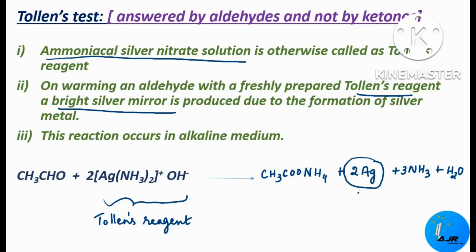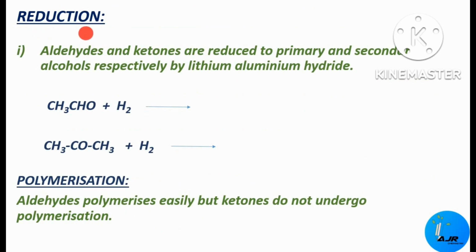See here, this ketone will not be undergoing this type of reaction. No reaction will be seen when a ketone is added to Tollen's reagent. Understood, students? The next test is by reduction. See, aldehydes and ketones both get reduced. Aldehydes and ketones are reduced to primary and secondary alcohols respectively by lithium aluminum hydride. When they are treated with lithium aluminum hydride and hydrogenated, aldehydes will be forming primary alcohol and ketones will be forming secondary alcohol. Thus we can differentiate aldehydes and ketones by reduction.